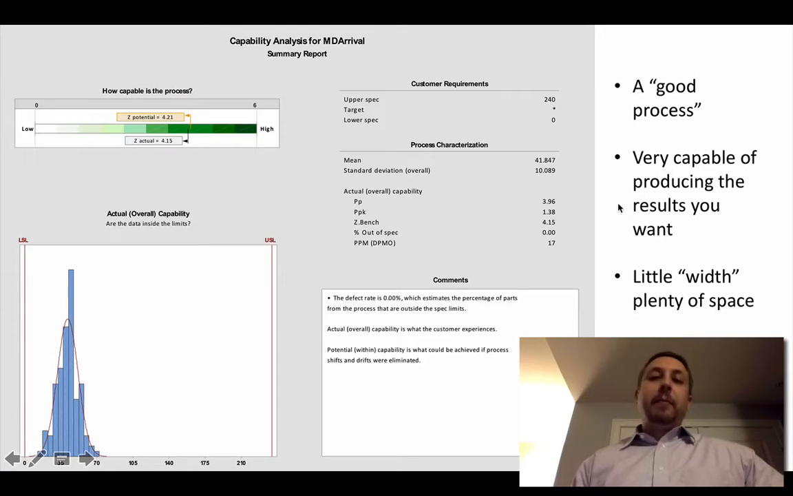So again, here we have a good process. It's very capable of producing what we want, and there's only a little bit of width and plenty of space between the lower and upper specification limit, and the sigma level, or z-score in this case, is 4.15. That's a very strong process, very capable.